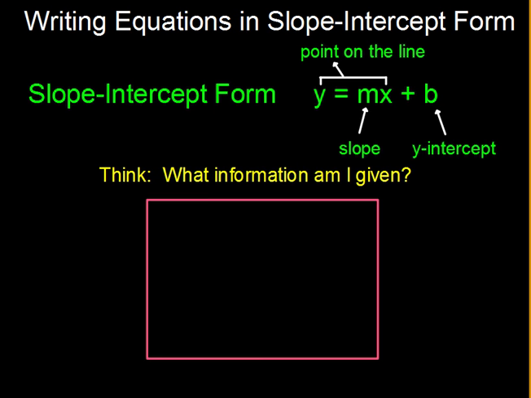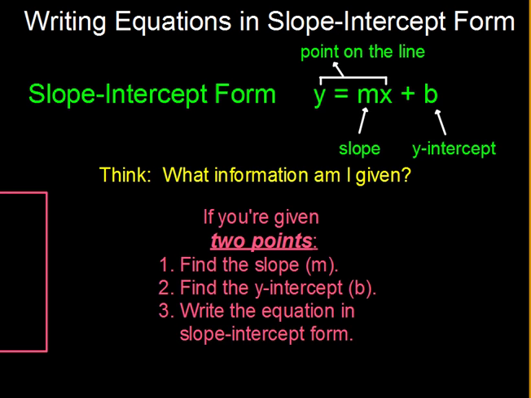Alright, let's say we have something just a little bit different. Again, a reminder that this is our slope-intercept form, that m stands for the slope, b is the y-intercept, and x and y represent a point on that line. Let's say the information that we're given is 2 points. If you're given 2 points, you want to, 1, find the slope, and next, find the y-intercept. Again, you're going to substitute those into the slope-intercept form for the final equation. And that way, we can do step 3, write the equation in slope-intercept form.